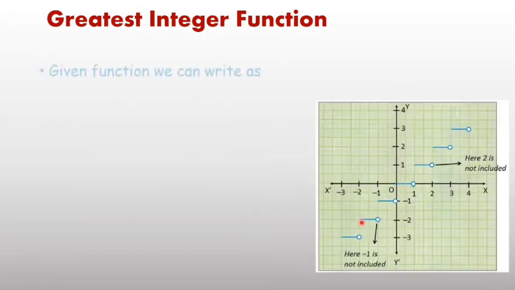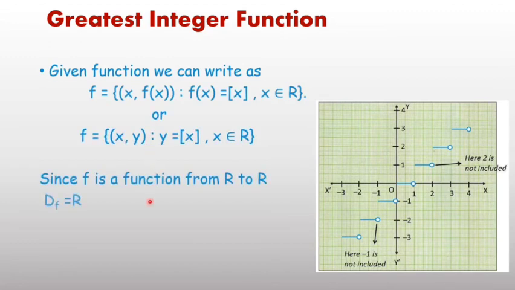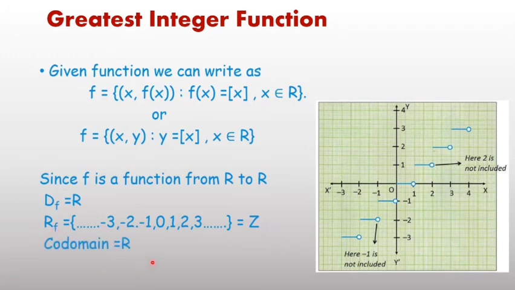Next, domain. {(x, y) : y = [x], x belongs to R}. So domain: since the function is from R to R, any real number we can take as the value of x, so the domain is real numbers, but the range you will always get is integers. Values of f(x): 0, 1, 2, 3, 4 or minus 1, minus 2, minus 3 and so on. Means the range is integers, and the codomain is real numbers.